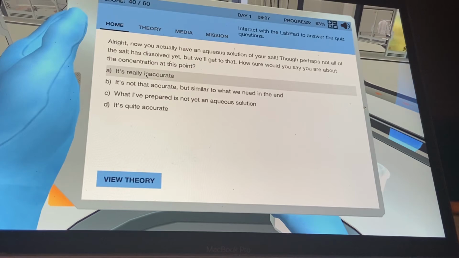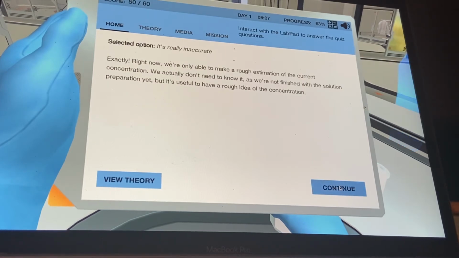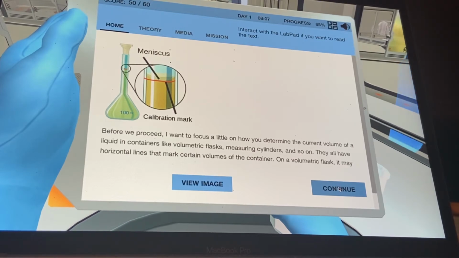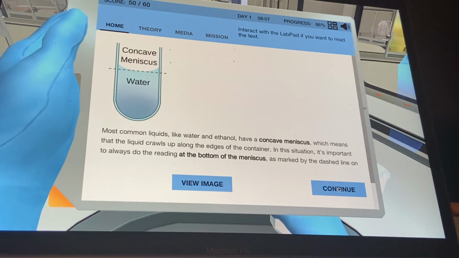How sure would you say you are about the concentration at this point? Exactly. Right now, we're only able to make a rough estimation of the current concentration. Before we proceed, I want to focus a little on how you determine the current volume of a liquid in containers like volumetric flasks, measuring cylinders, and so on. They all have horizontal lines that mark certain volumes of the container. On a volumetric flask, most common liquids, like water and ethanol, have a concave meniscus, which means that the liquid crawls up along the edges of the container.